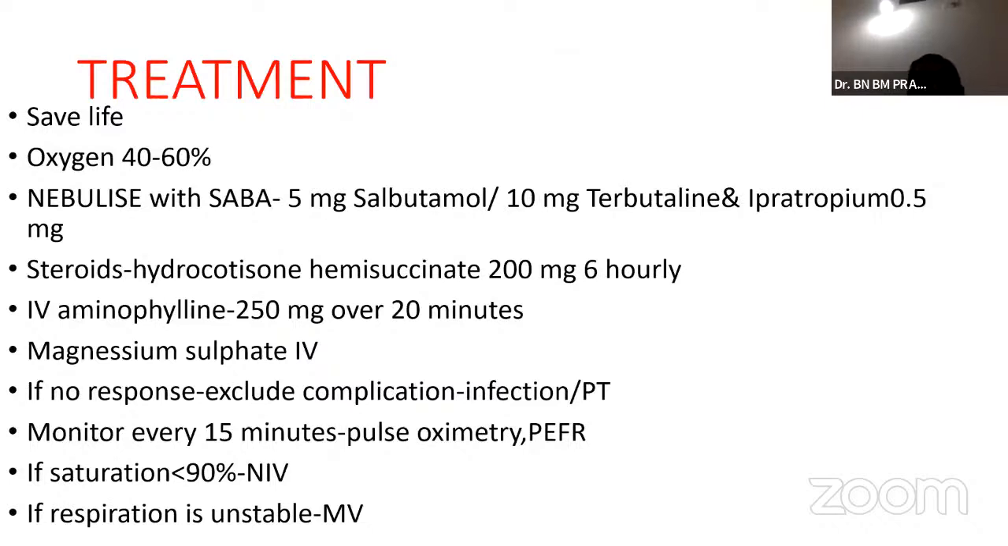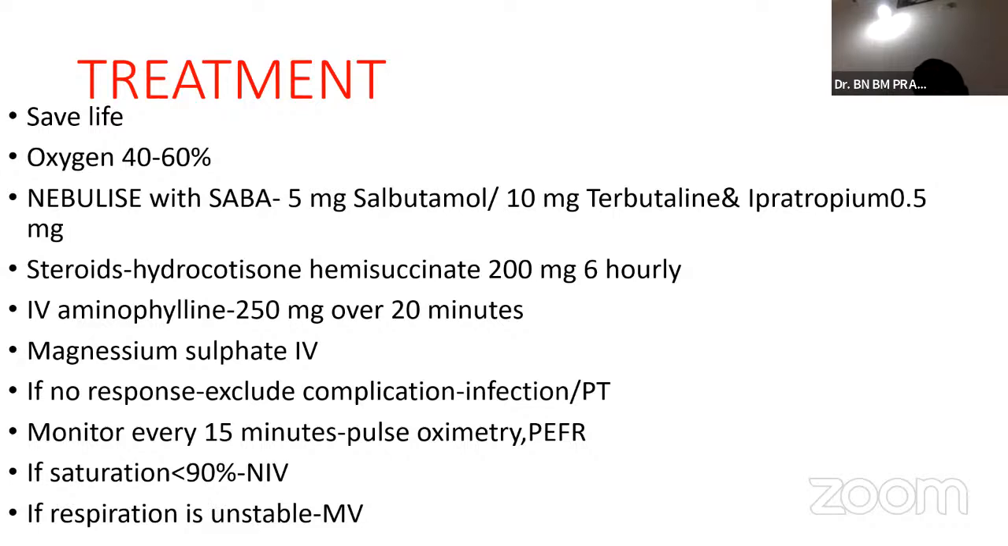So, treatment: save the life, give oxygen, nebulize, use steroids. In a desperate situation, I'll give IV aminophylline 250 milligram over 20 minutes, magnesium sulfate 2 gram IV slowly. If no response, exclude complications like infections, pneumothorax, pulmonary embolism, etc. And monitor these cases every 15 minutes, pulse oximetry.